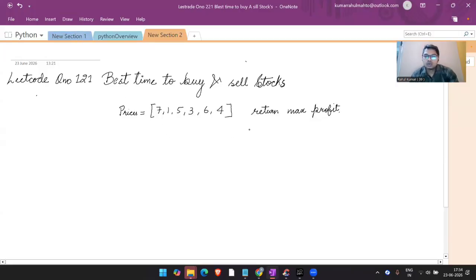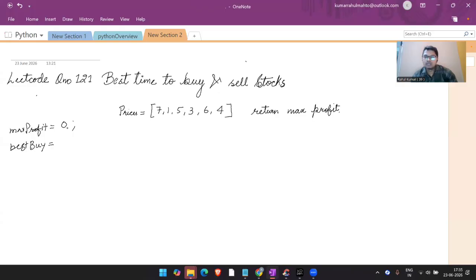First of all, I'll define a variable here, max profit. Initially I don't know what the maximum profit is, so I will assign it 0. The next thing I'll define is best buy. I also don't know what the best buy is, what the best minimum value to buy at is, so I will start from here itself.